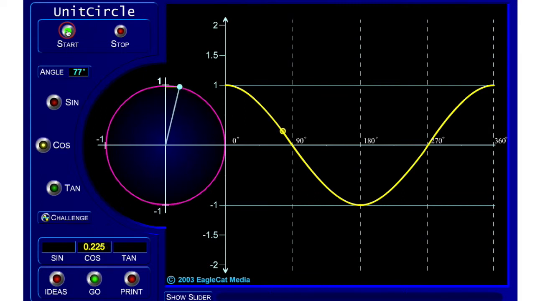As the P is approaching pi on 2, the value of x is approaching 0. And now P is approaching pi, and the value of x is approaching -1. P is approaching 3 pi on 2. The value of x is approaching 0 again. And as we approach 2 pi, the value of x will be approaching 1.